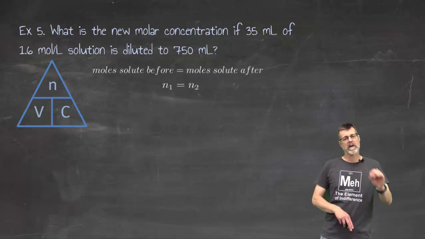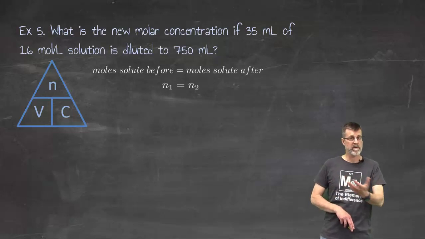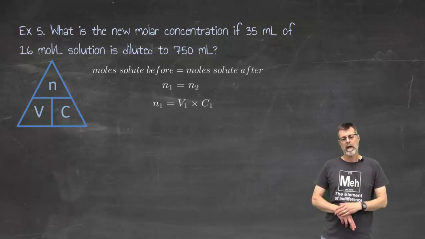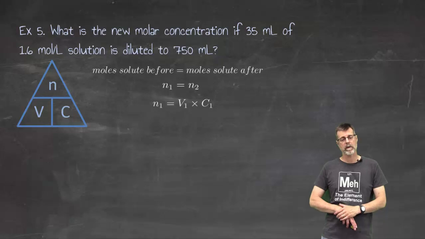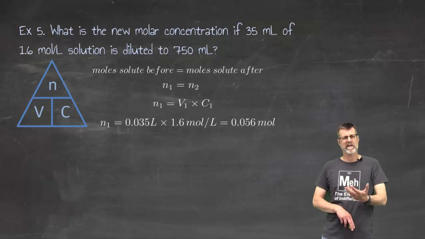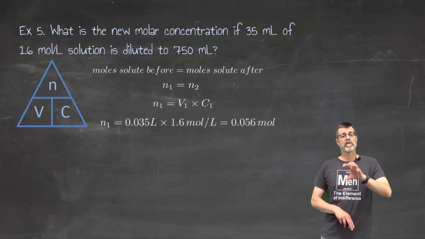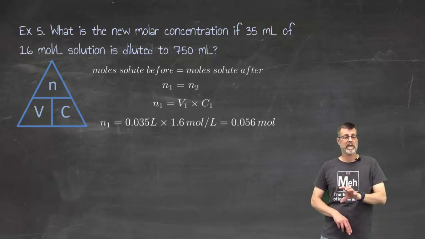So that means that the number of moles before equals the number of moles after, the first and the second scenario. And what that means is I can take the volume times the concentration of the first scenario, the 35 and the 1.6 moles per liter, and I can figure out the number of moles for that, which is exactly what I'm going to do. That number of moles is going to stay the same. That number of moles is going to be present in the final one as well.